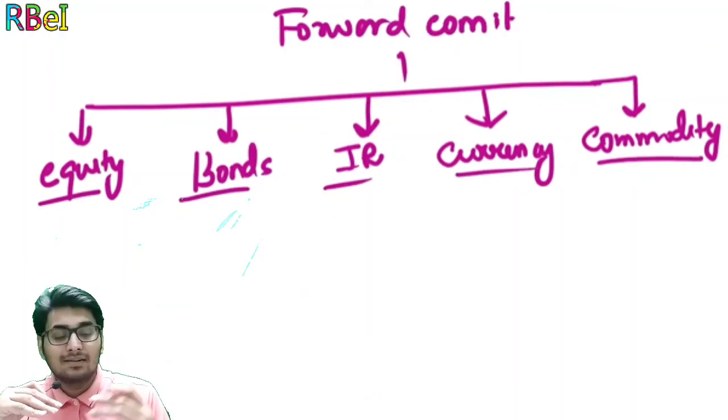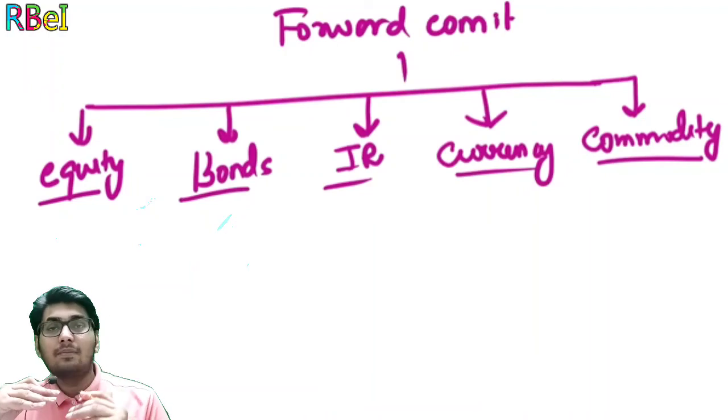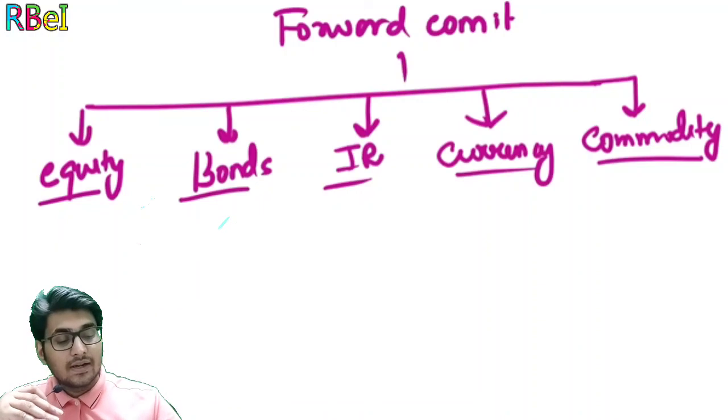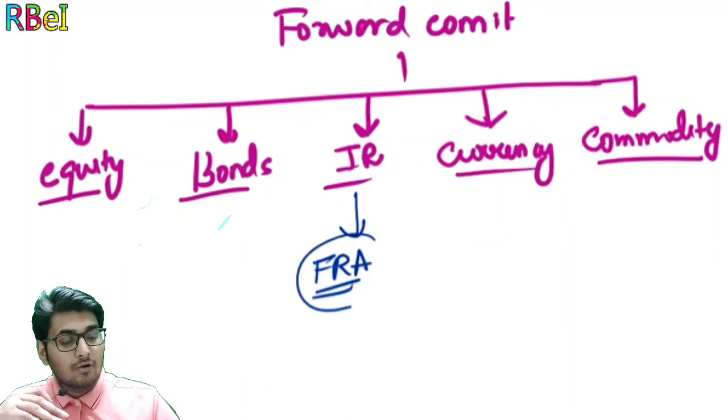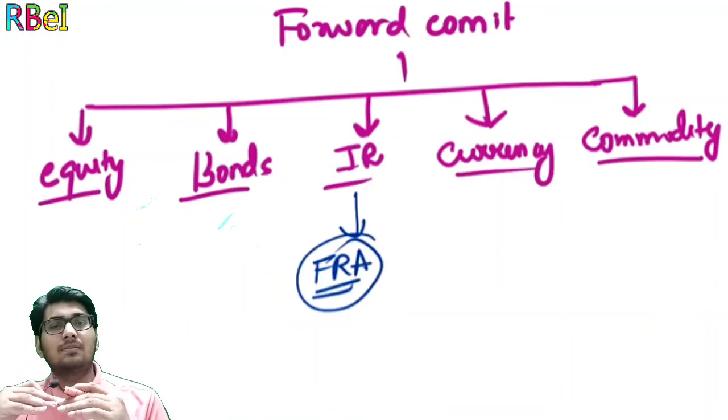What is the meaning that I am doing a derivative on equity? What is the meaning that I am doing a derivative on bonds? What is the meaning that I am doing a derivative on interest rate? One of the examples is FRA, forward rate agreement. Forward rate agreement means I am believing that interest rate today is 6%, but after 6 months the interest rate is going to be 8%.